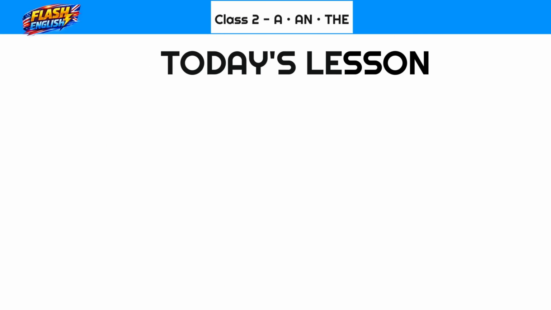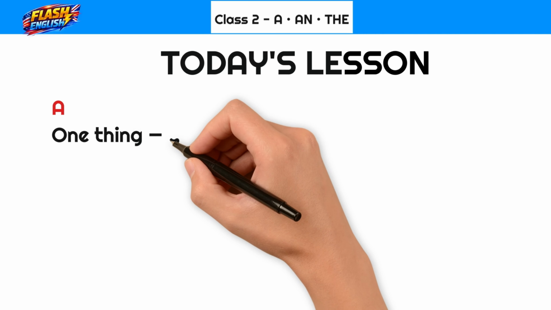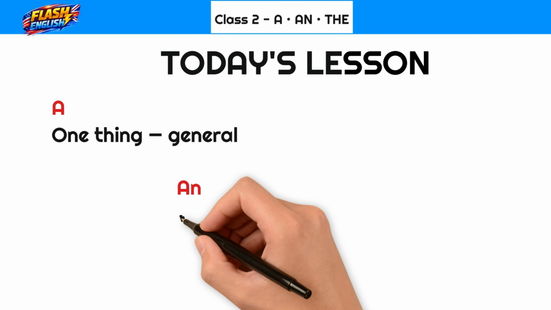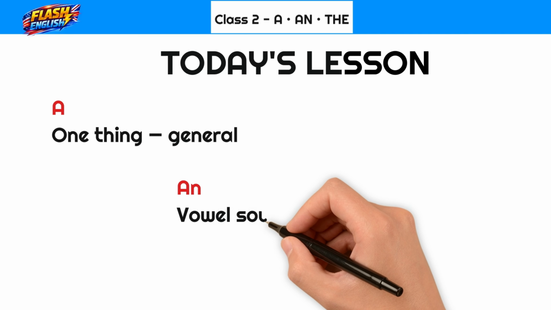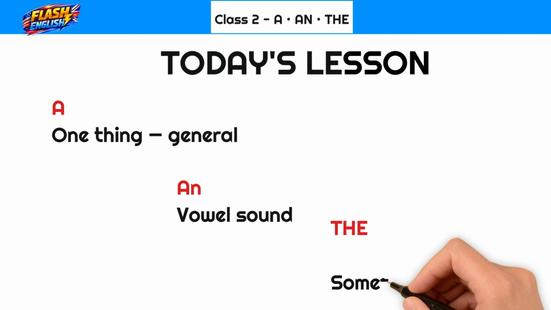Let's review what we learned today. A, for one thing in a general way. A dog. An, before a vowel sound. An apple. And the, for something specific. The book.